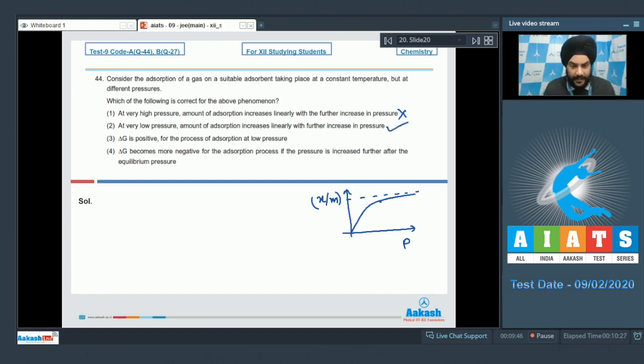Okay. If we talk about the third statement now, delta G is positive for the adsorption at low pressure. This is not correct, students. It is negative. So that is why adsorption is a spontaneous phenomena. If we talk about option 4 now, delta G becomes more negative for the adsorption process if the pressure is increased after the equilibrium pressure. So this is not correct, students. It is becoming less negative and not more negative. Delta G being more negative is a favorable thing. So the second statement is correct, students, and for question number 44 we have to mark the correct answer as option 2. Let us look at the next question now.